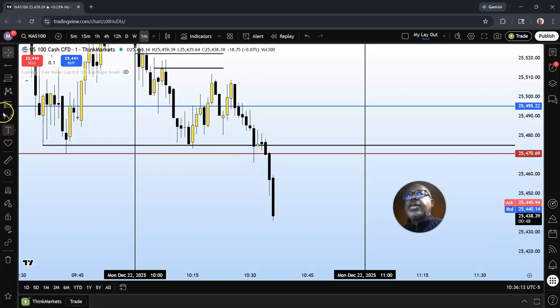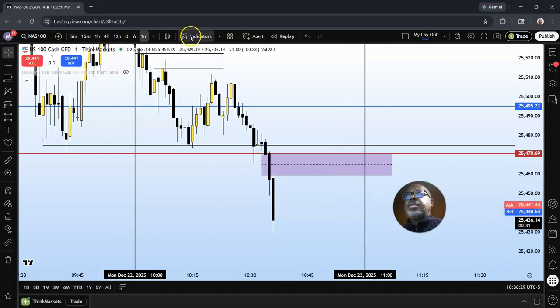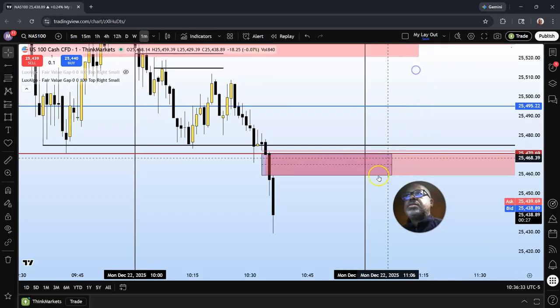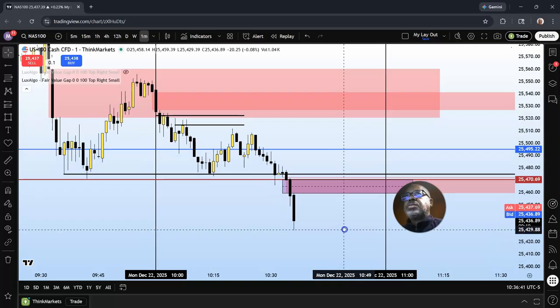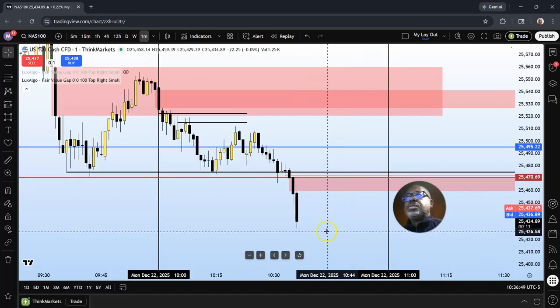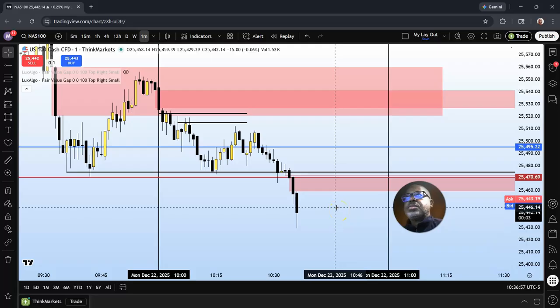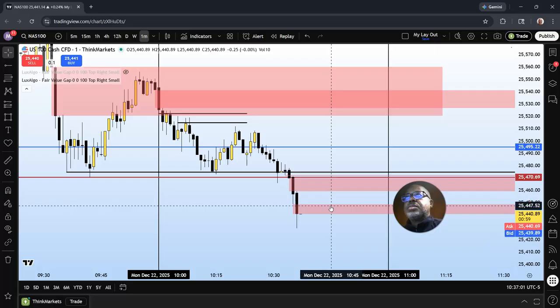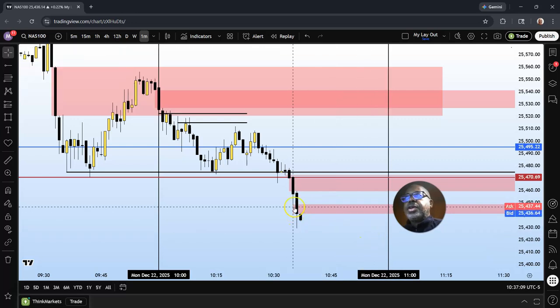Okay, so the market did create a fair value gap right there. Fair value gap right here. Let's see if I'm accurate. Yes, there's a fair value gap right there. Let's mark another one that's right here.